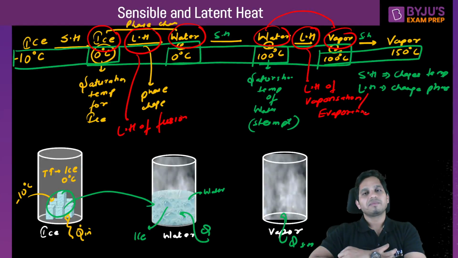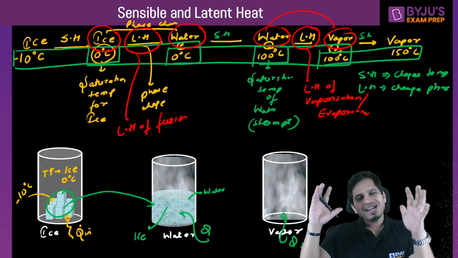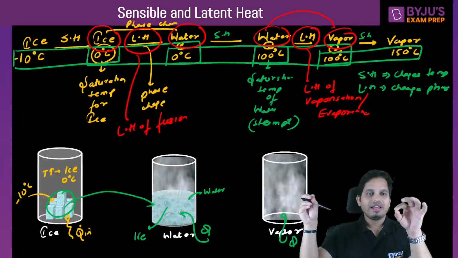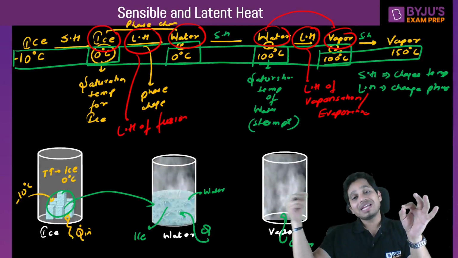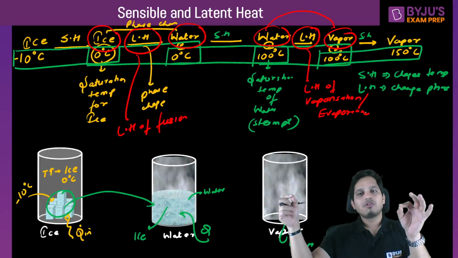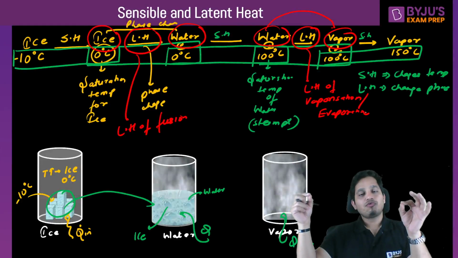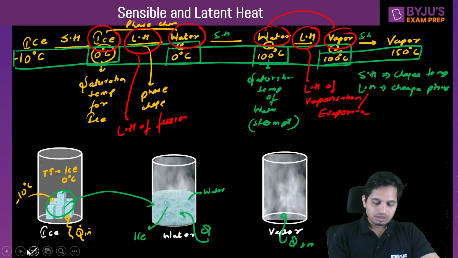Okay, so this is the main difference between sensible heat and latent heat. Sensible heat is responsible for temperature change. Latent heat is responsible for phase change. So you have to understand this much only. Okay.